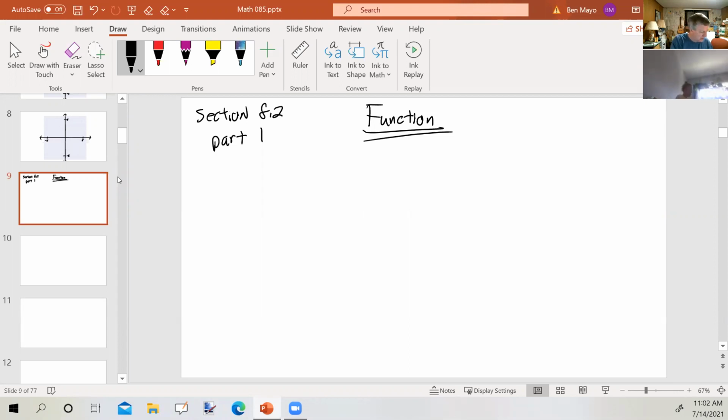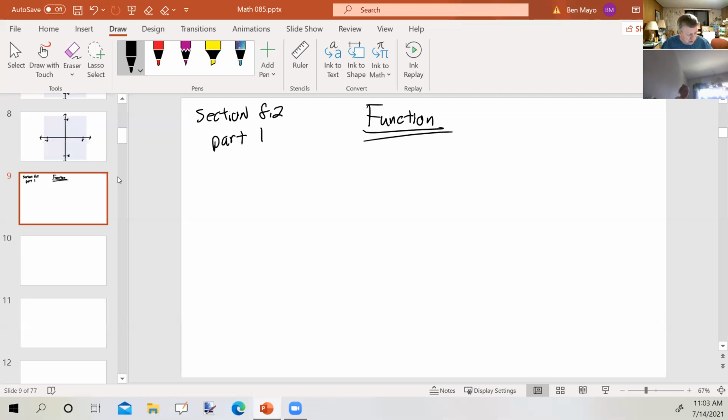Let me read to you a statement from the book. For those of you that follow along in the textbook, this is on page 614, and it says the following. A function is a set of ordered pairs in which to each first component there corresponds exactly one second component. The set of first components is called the domain of the function, and the set of second components is called the range of the function. All right, and we're going to talk more about that.